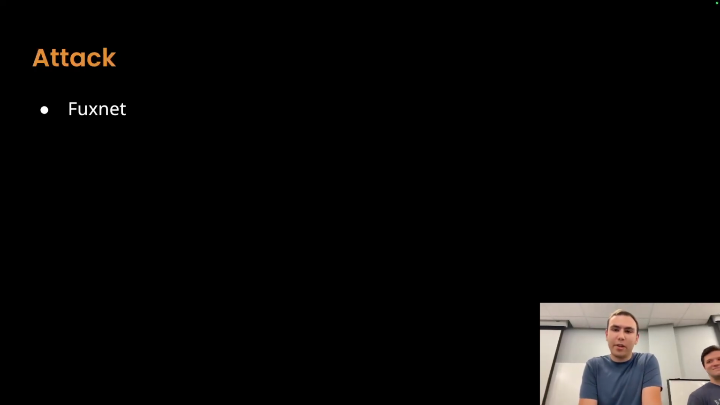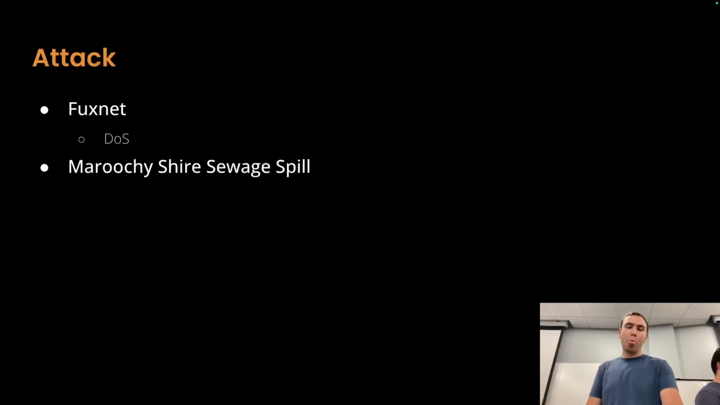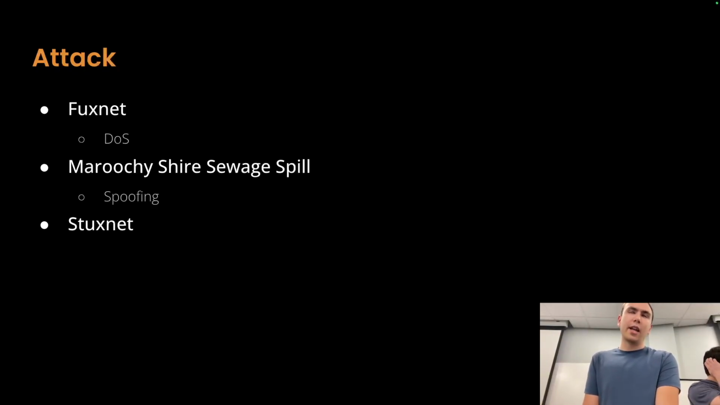Don't know why they named it that, but that was a DOS attack, denial of service attack on sensors and sensor gateways. And then we have the Maroochy Shire sewage spill, where the threat actor basically just sent commands to sewage pumps to just turn on when he wasn't the person, actually the device that was doing it. So that's spoofing. And then, Stuxnet, like they did everything. So in every single one of these categories, Stuxnet did something.